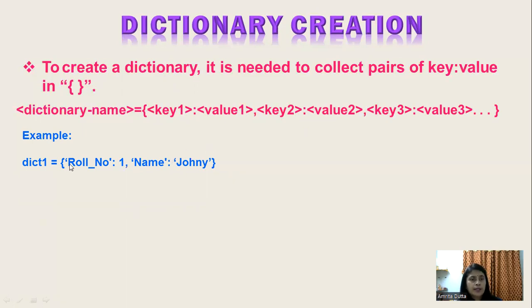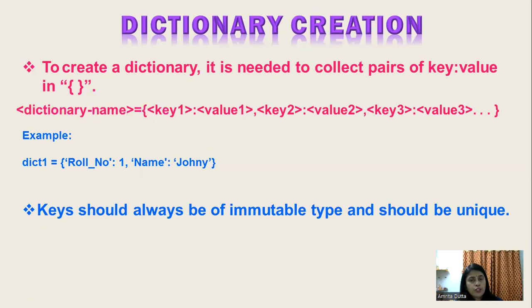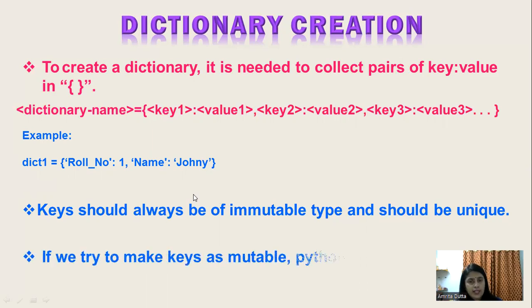We have also learned that these keys are immutable. So keys should be of either string type, tuple type, integer type, or float type, because these are the immutable data types supported by Python. Whereas values can be of mutable types. Keys should always be of an immutable type and should be unique. Since in this dictionary we have used roll number and name, these two keys cannot be repeated because they should be unique. If we try to make keys mutable, Python shows an error.